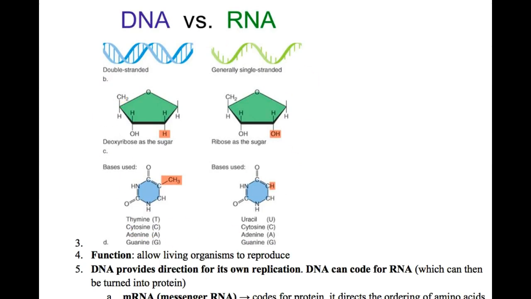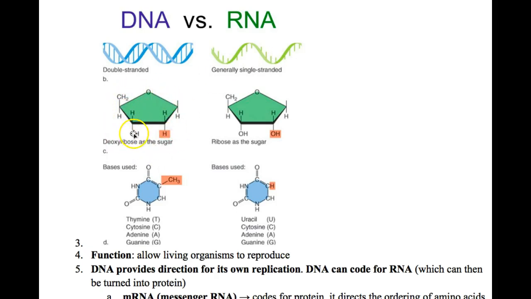Here's a comparison chart between DNA and RNA. DNA is always double-stranded. RNA is usually single-stranded. It says generally single-stranded, but occasionally there could be cases where RNA becomes double-stranded at a certain part of an RNA, and we'll talk about that in the future when a scenario comes up.